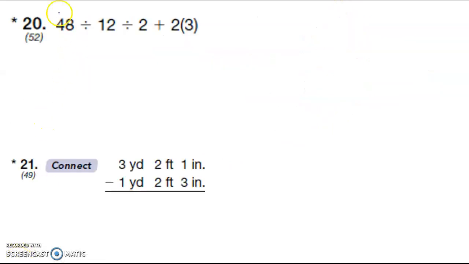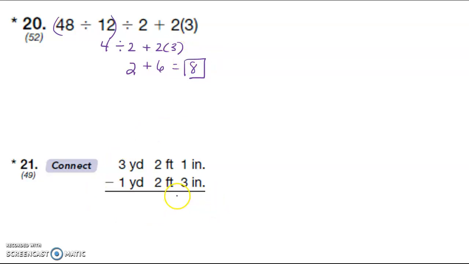Okay, here we go. So this is order of operations. So we're going to deal with this multiplication. Well, this has a parenthesis, but it's also multiplication. So we're going to deal with this first. 48 divided by 12 is 4. Divided by 2 plus 2 times 3. 4 divided by 2 is 2. Plus, and then I have to do this one, 6, so this is 8.